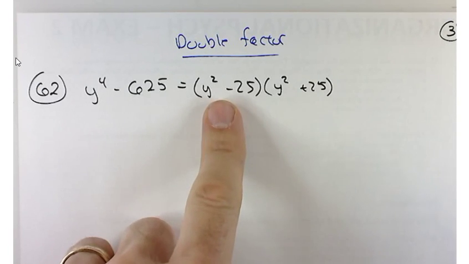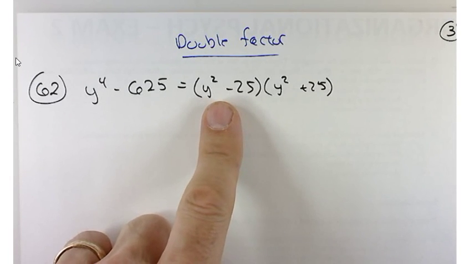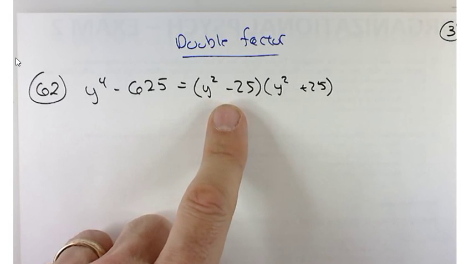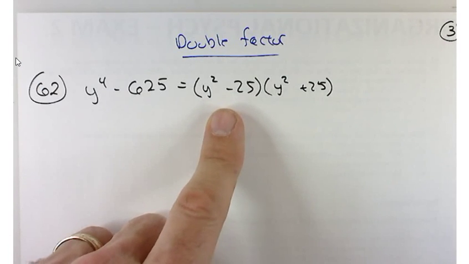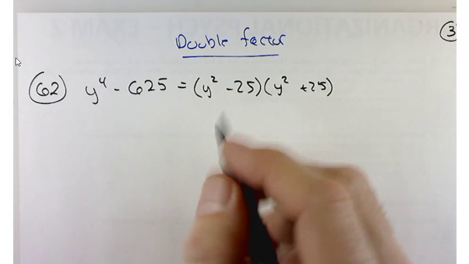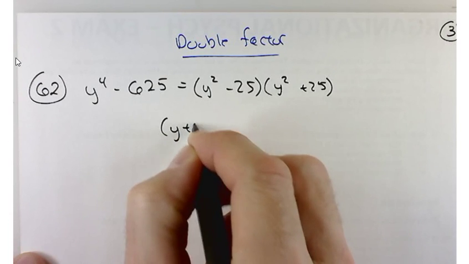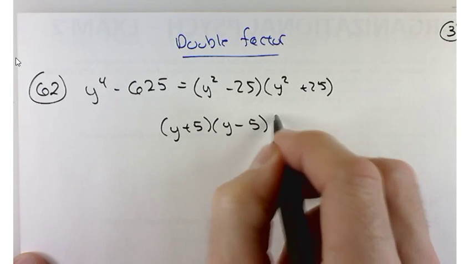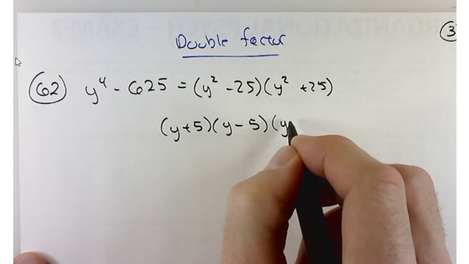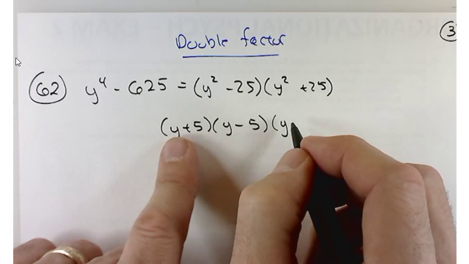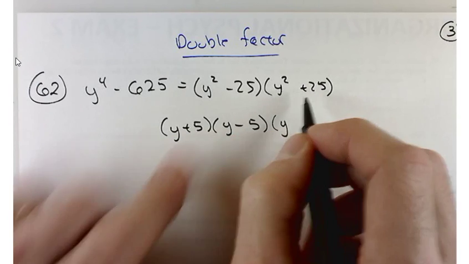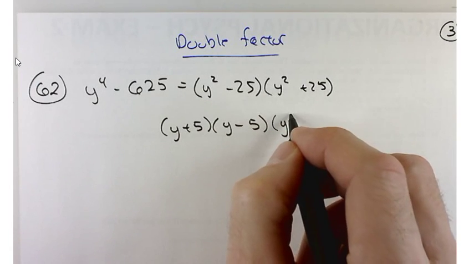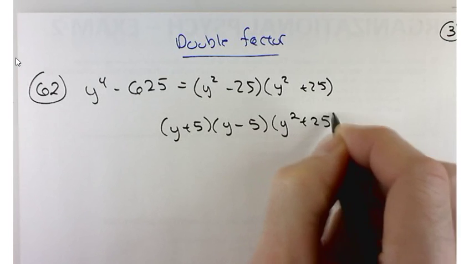Good. Actually, just y plus 5 and y minus 5. How about this term? Why do I keep this the way it is? How come I don't factor that as y plus 5, y minus 5? Ah, right. Remember, it's the sum of squares, and the sum of squares is prime. So we can factor the first one again, but not the second one.